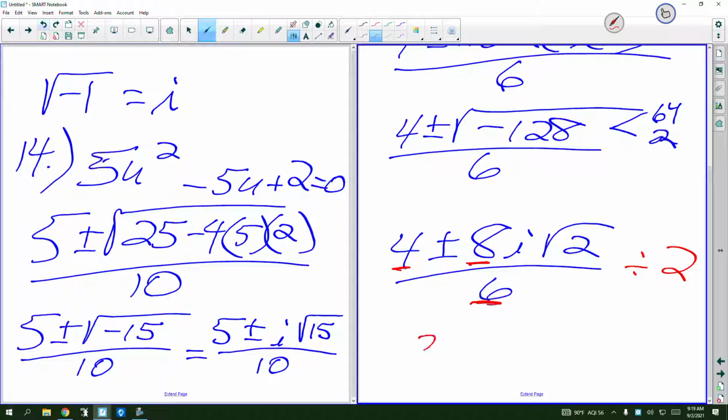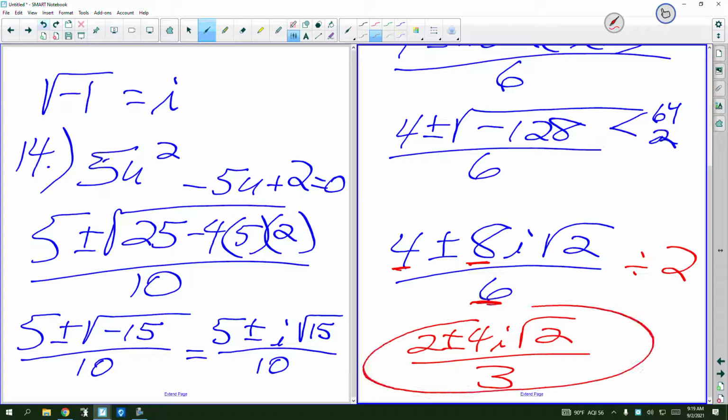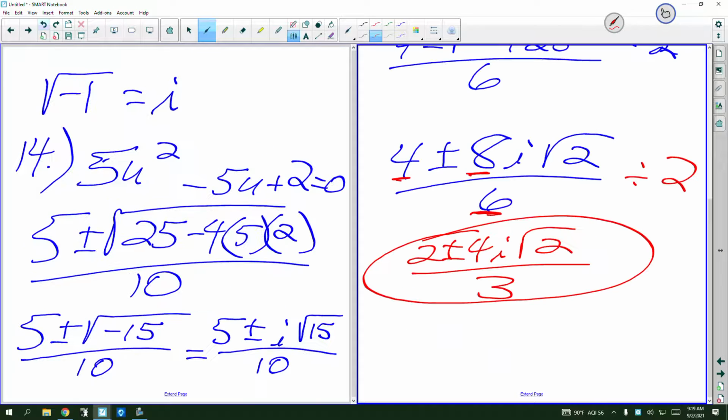So, did we get this? 2 plus or minus 4i, all over 3. That's what you said. Ta-da! Number 26. How was that one? 26 or 16? Was that one good?